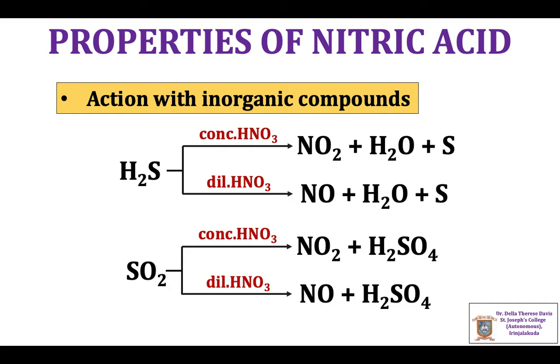When H2S is treated with concentrated nitric acid, it is oxidized to sulfur and nitric acid is reduced to NO2. Here the oxidation state of nitrogen is +4. When H2S is treated with dilute HNO3, H2S is oxidized to sulfur and HNO3 is reduced to NO, in which the oxidation state of nitrogen is +2.